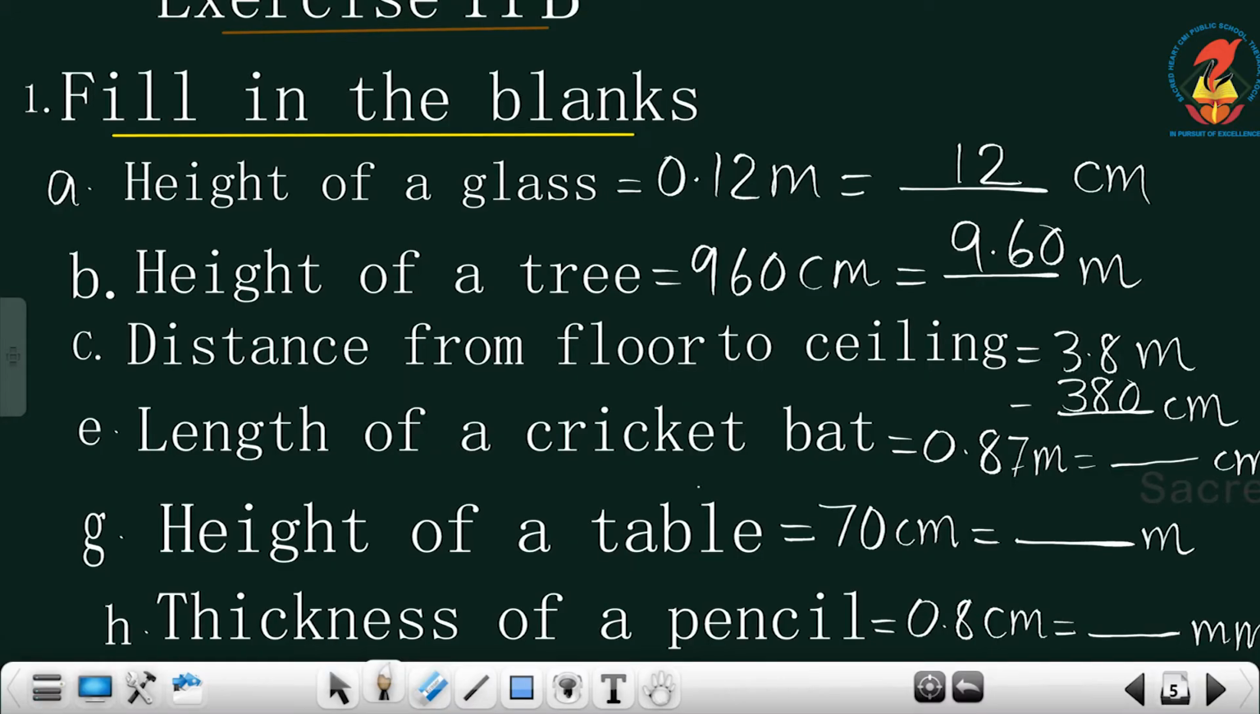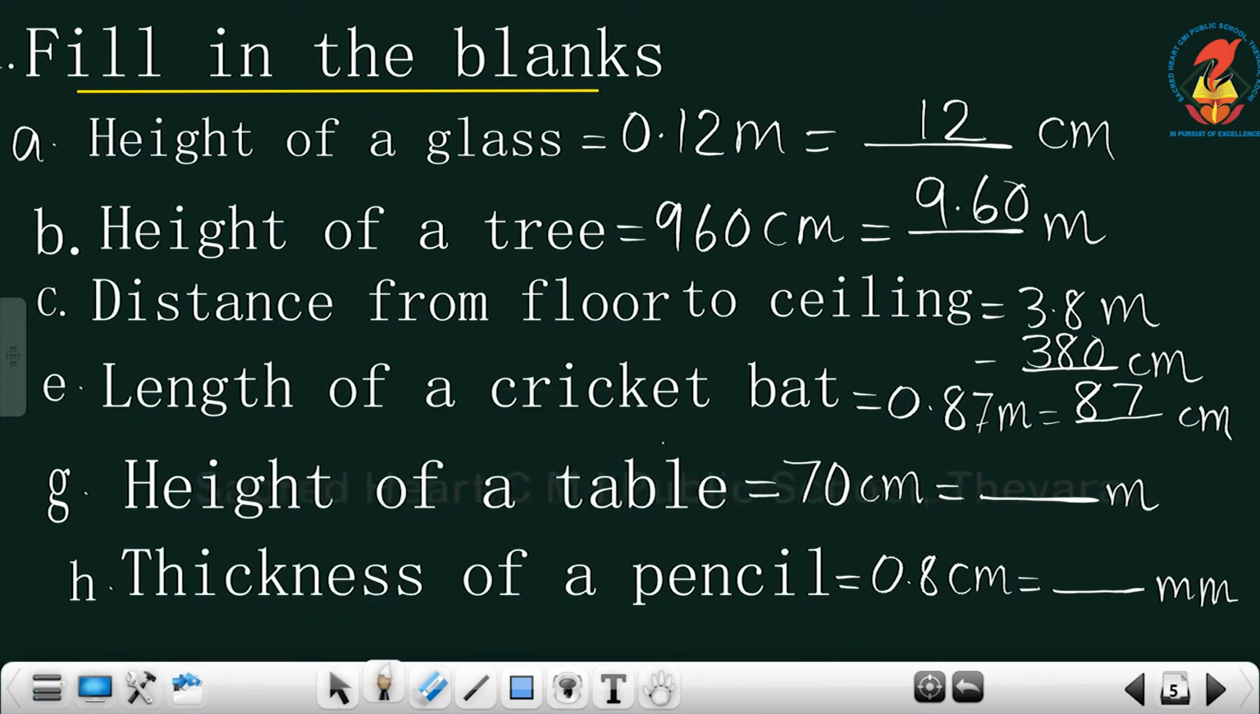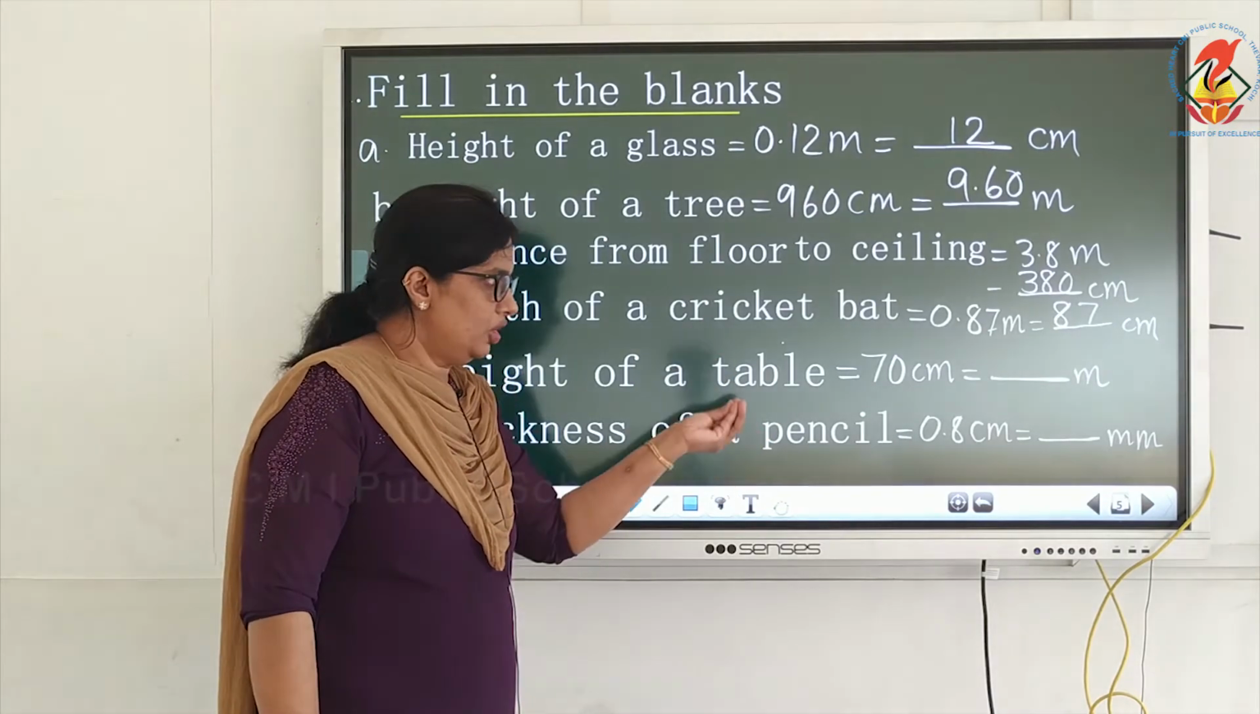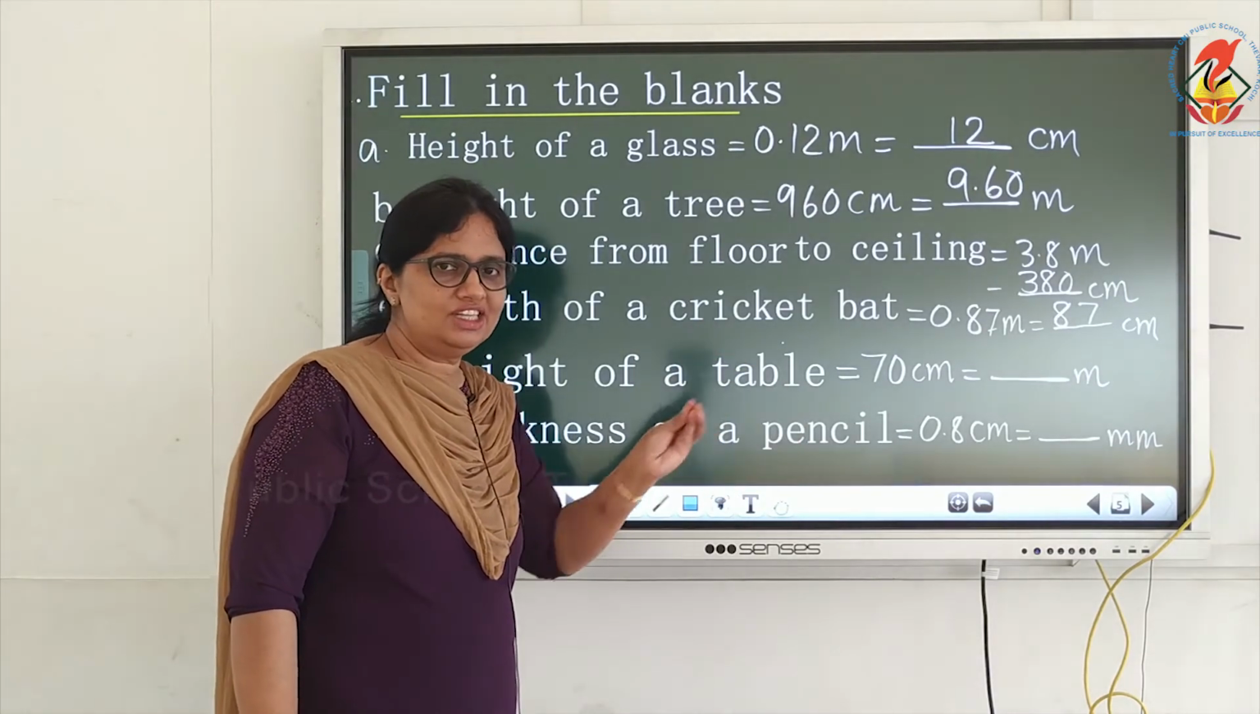So for the multiplication, what will happen here? It will become 87 only, right? 2 places move to the right only. 87 centimeter. Okay. In the next one, height of a table, that is given in the centimeter only. We need to change to meter. Here smaller unit to bigger unit only, children.